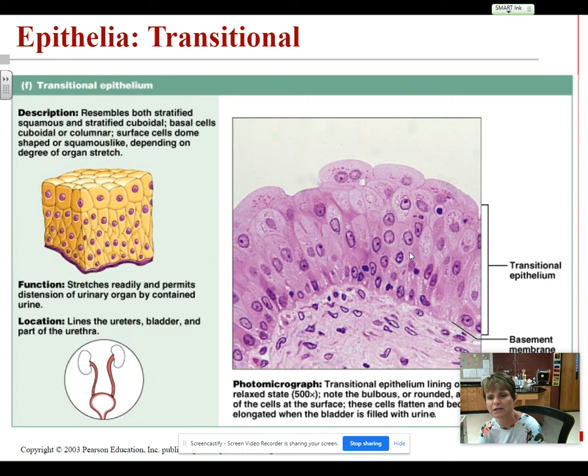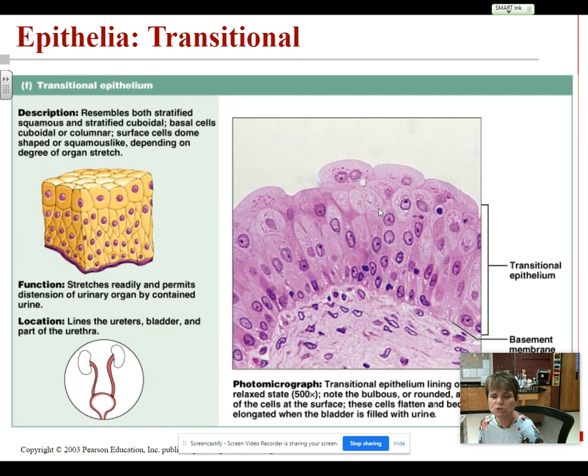Here you can see it clearly. Again, many layers of cells. All this here is transitional tissue. You can see those rounded, dome-shaped surface cells. Again, this is transitional tissue found in your urinary bladder, and that is one place you can remember, and it stretches and recoils. And that will be it for today.